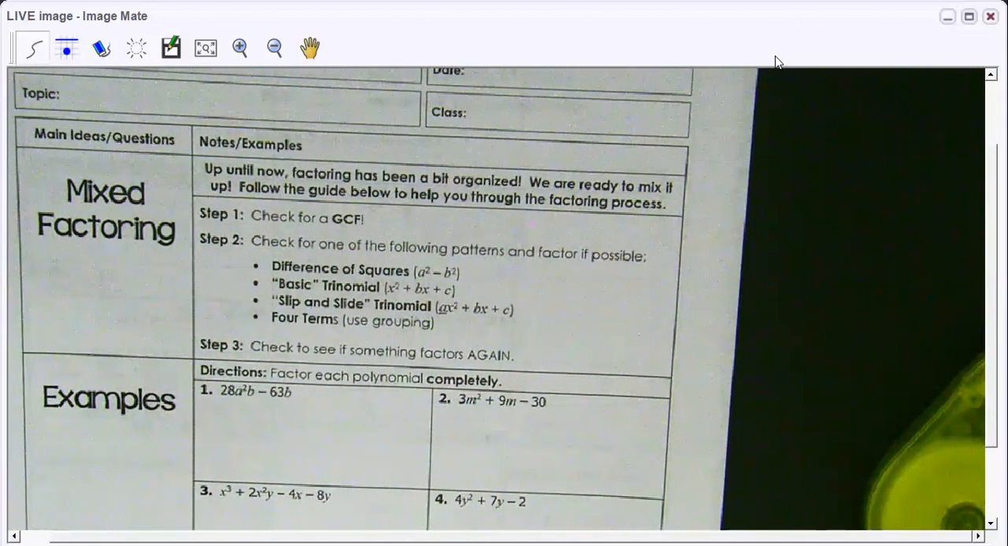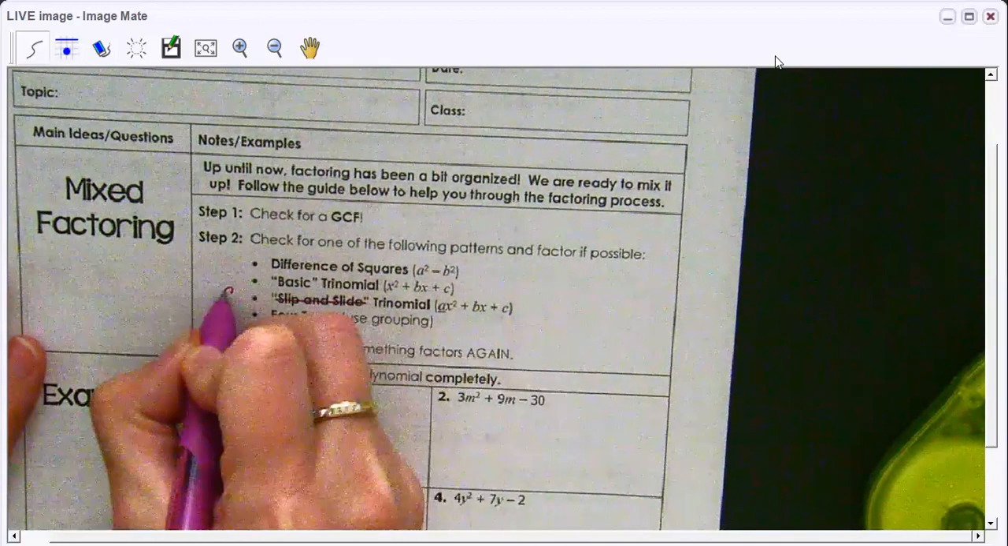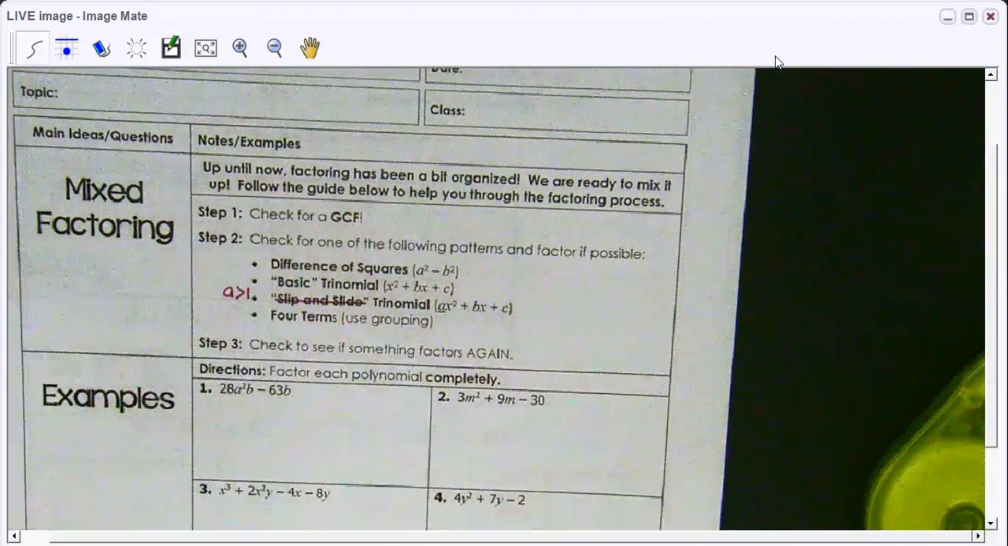Instead of slip and slide trinomial, I want you to cross off that slip and slide, and I want you to put A is greater than 1 trinomial. Or is it 4 terms where you're going to just go straight into grouping? So you have to look at that and identify what you're going to factor it by. Then, once you factor it, can you factor again? So check your work to see if you can factor again.